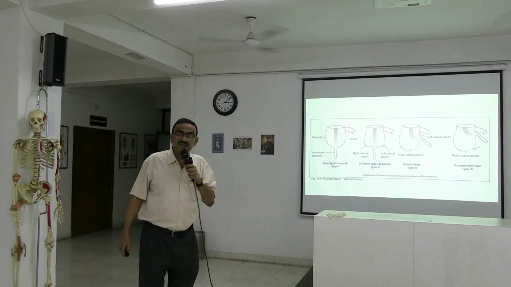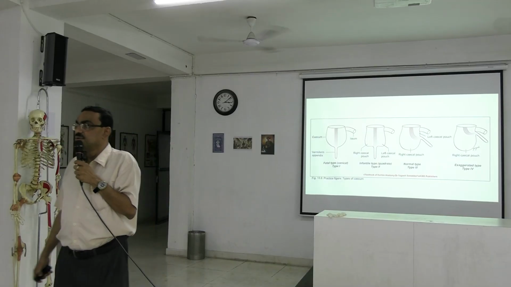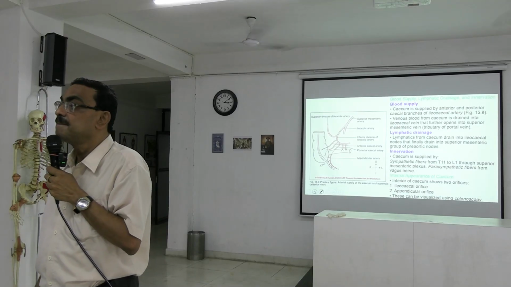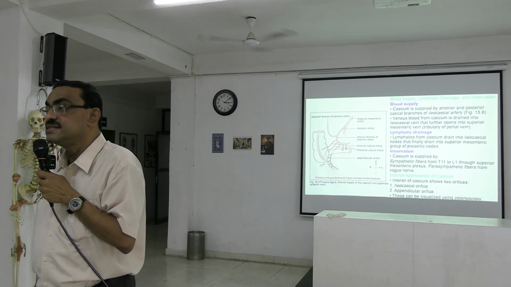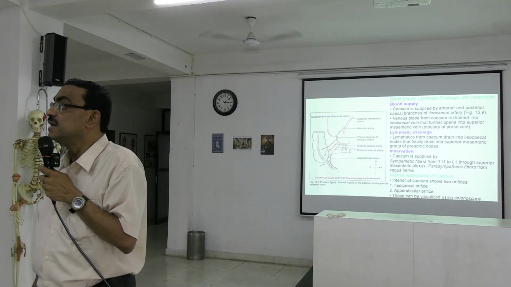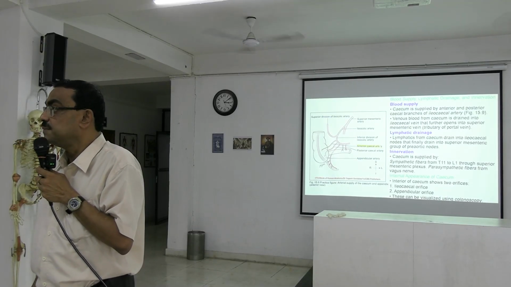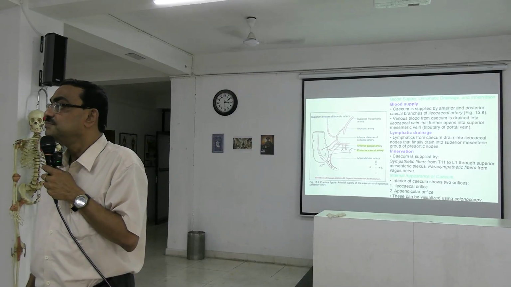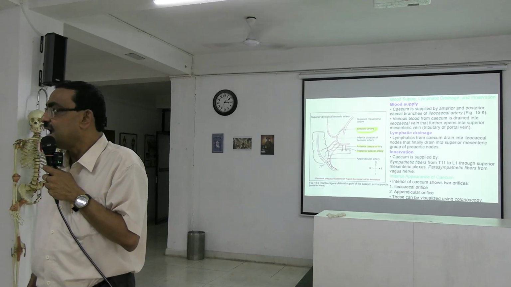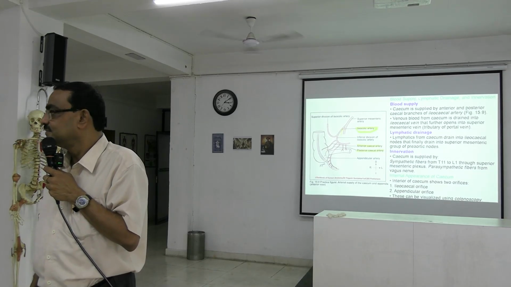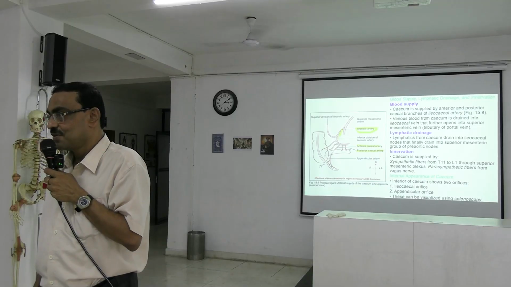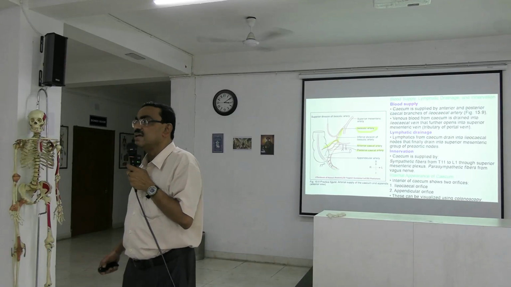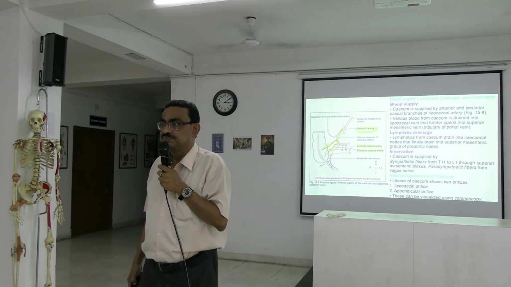Now about the arterial supply. What is the arterial supply of the cecum? It is by the anterior and posterior cecal arteries, which come from the ileocolic branch of the superior mesenteric artery. Superior mesenteric artery has got middle colic, right colic, ileocolic. From the ileocolic branch, anterior and posterior cecal arteries are coming.